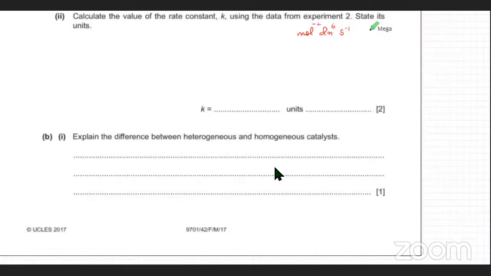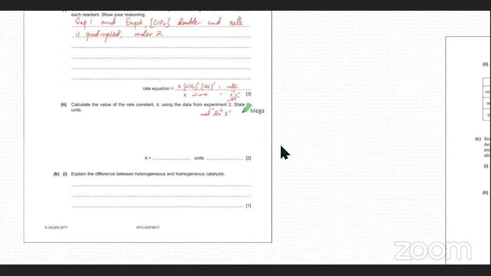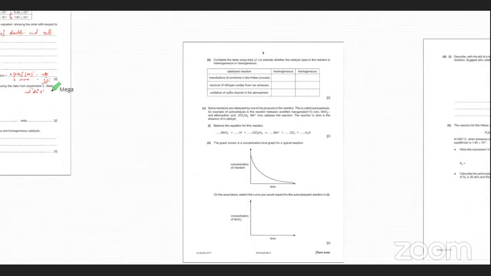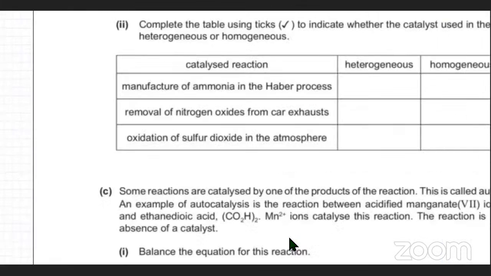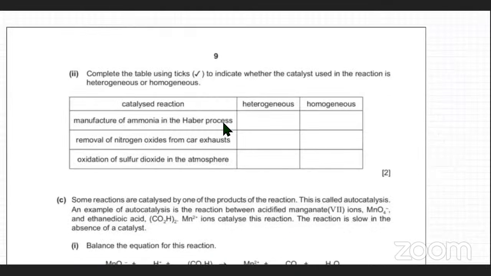And the next one is easy. Homogeneous catalyst: the reactants and the catalyst are in the same phase. Heterogeneous catalyst: the reactants and the catalyst are in different phases. Is that clear? Yes. So quickly tell me what's happening here. Manufacture of ammonia in the Haber process. Heterogeneous or homogeneous? Hetero. Okay, that's heterogeneous because iron is a solid and nitrogen and hydrogen are gases.